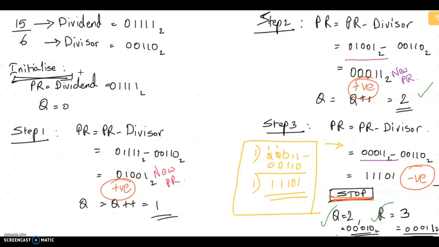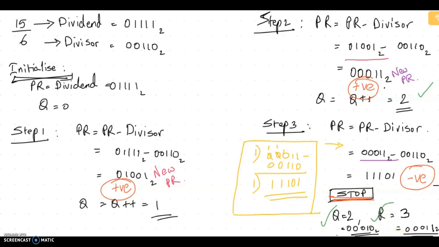Finally, you come to step 3 where you do PR equal to PR minus divisor and you get 11101. That partial remainder is negative. If you see negative, don't increment the value of Q. Take the previous value of Q. So the final value of Q is 2, as you see here, 00010. And the final value of remainder is the previous value of PR. Previous value of PR was 00011. That is 3. That is the final answer.